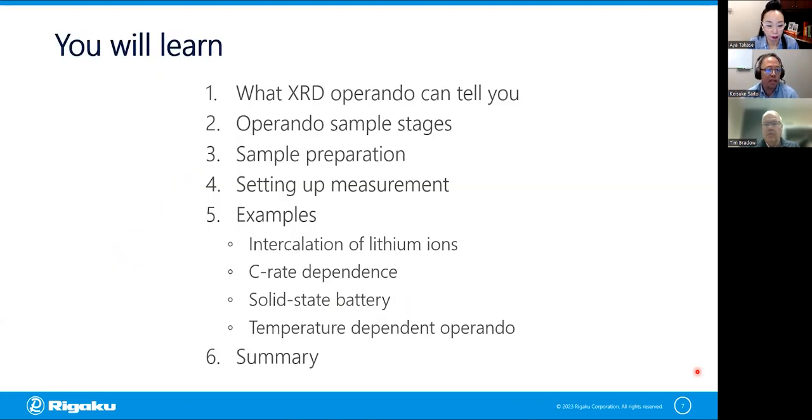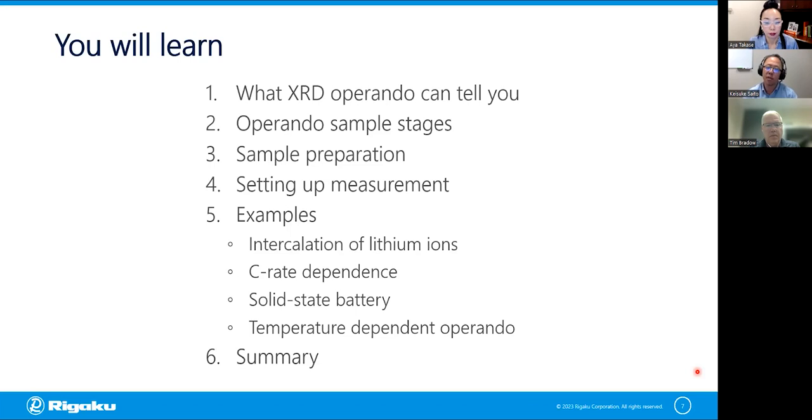So today we will discuss and you will learn, first of all, what operando XRD can tell you. Second, operando sample stages. For operando XRD, we need to have a dedicated sample stage on the XRD side, so I'm going to discuss what kinds of sample stages are available in the market. Then I'm going to discuss a little bit about how to prepare your samples in XRD operando sample stages. Then I will discuss how to set up your experiments, so how to synchronize XRD and operando measurements.